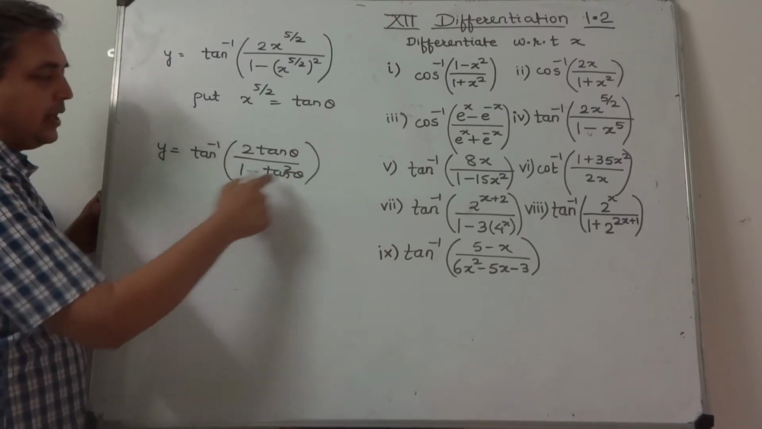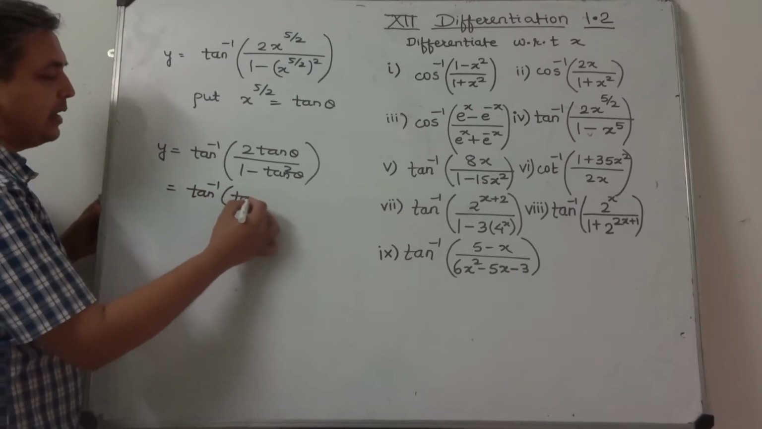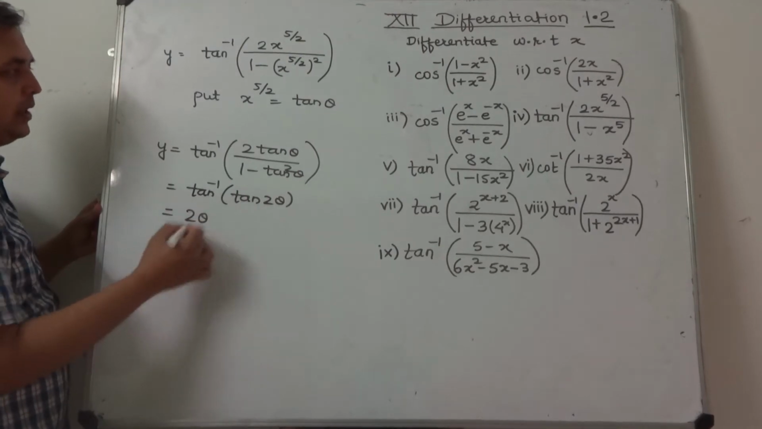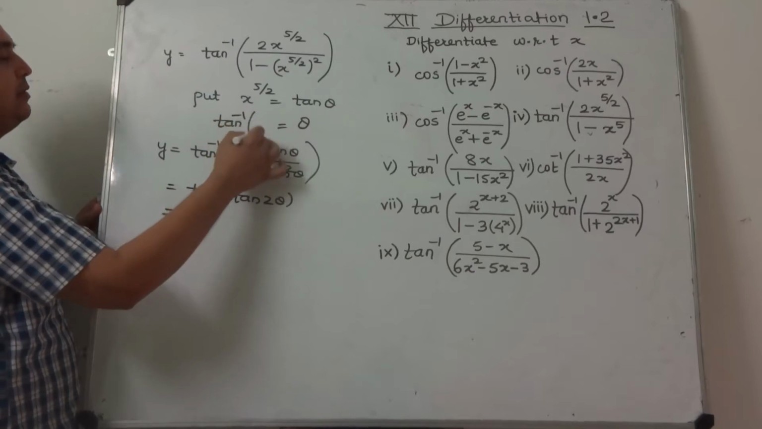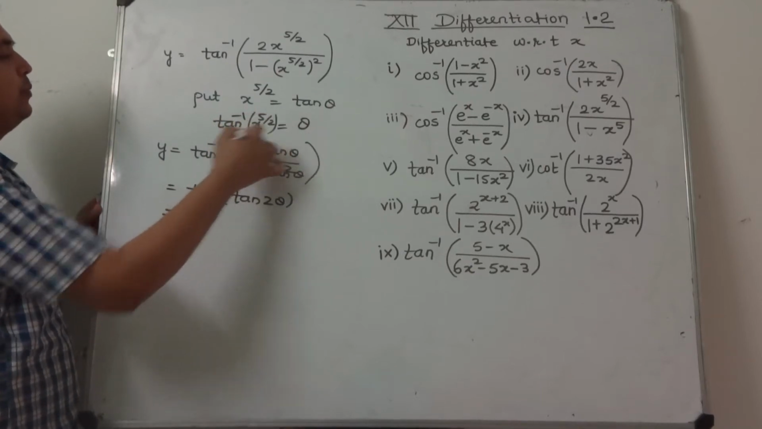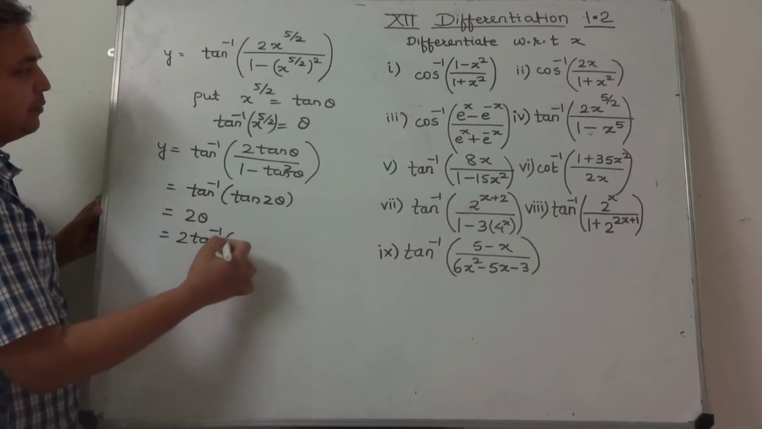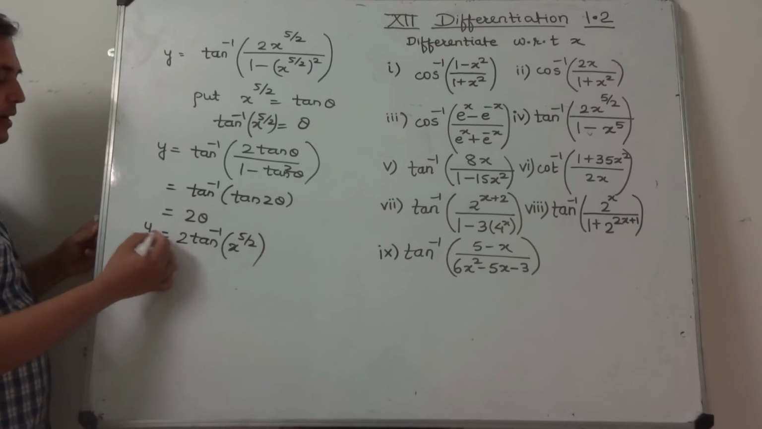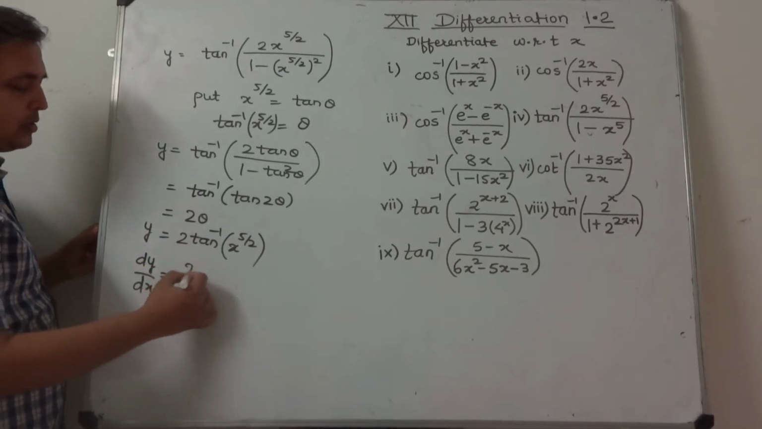What is 2 tan theta upon 1 minus tan square theta? Trigonometry formula. This is tan 2 theta. Tan inverse tan gets cancelled, leaving 2 theta, and theta can be written as tan inverse of x raised to 5 by 2. So 2 times tan inverse of x raised to 5 by 2. This is y. So derivative dy by dx, 2 constant.